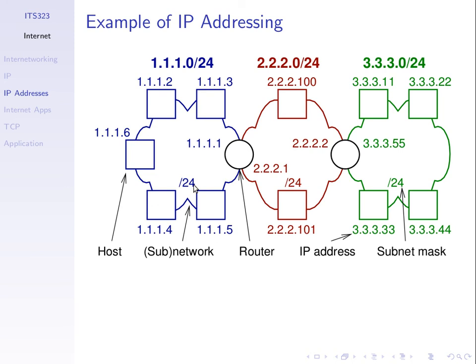And it's shown in this example. The blue subnet, instead of me calling it the blue subnet, I can call it subnet 1.1.1.0. So it's like the name for the subnet. So the blue one is 1.1.1.0. The middle red subnet is 2.2.2.0. And the green subnet is 3.3.3.0. So this is a special address that we don't give to devices, but we give to subnets.